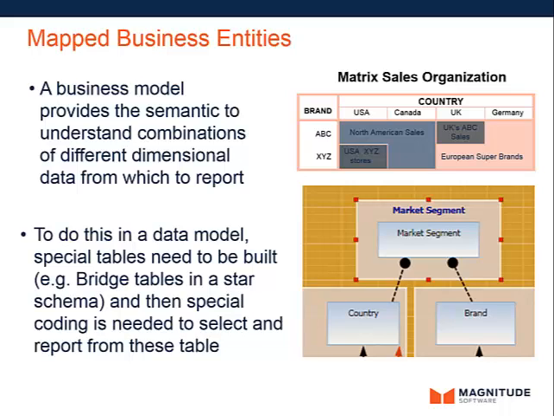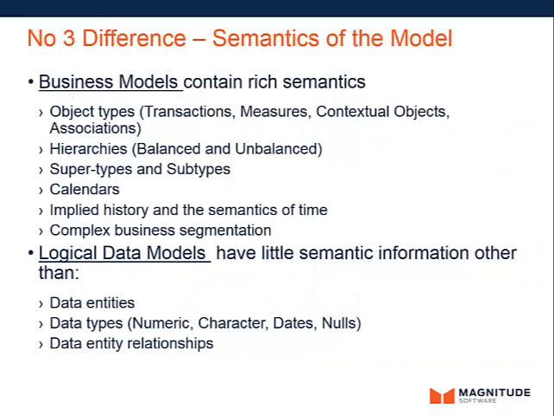Okay, I've talked a lot about semantics. It probably is the most important topic, but there are a lot of things here. So a business model contains rich semantics, different object types, transactions, measures, contextual objects, associations, all those different things. It has semantics about hierarchies, whether they're balanced or unbalanced. It has semantics about subtypes and supertypes, about calendars, about handling history of time and complex business segmentation.